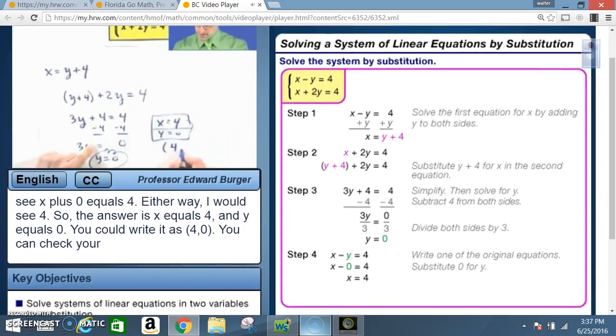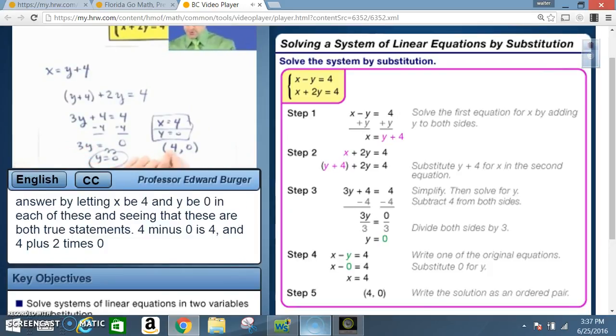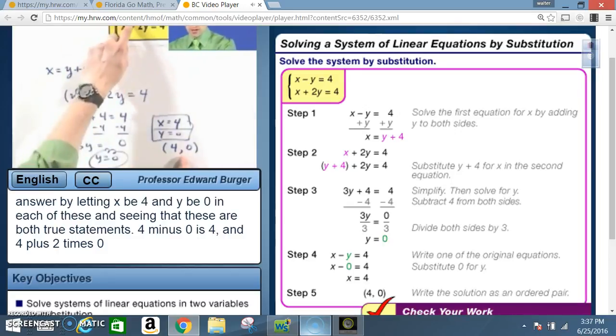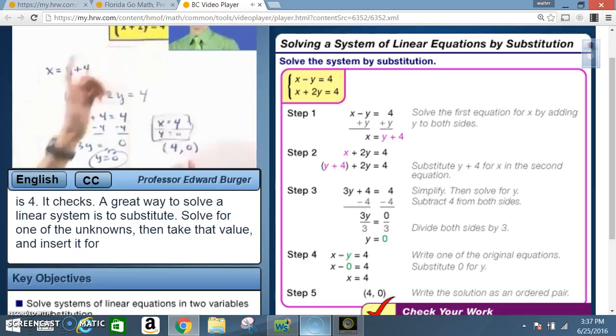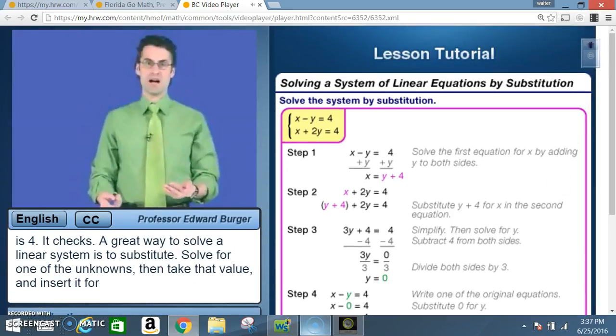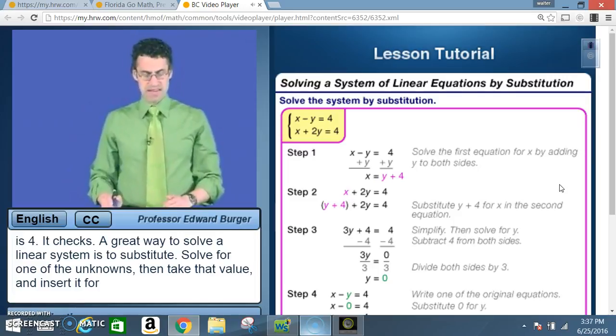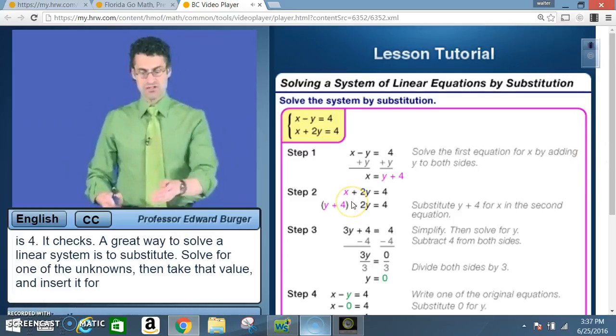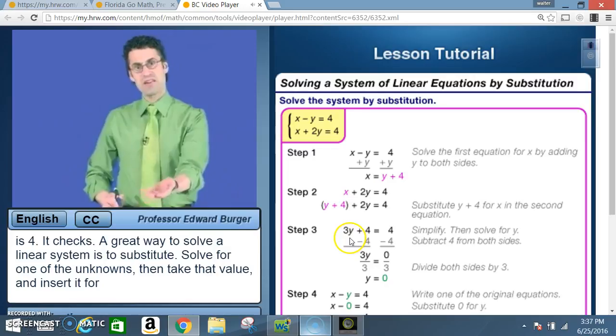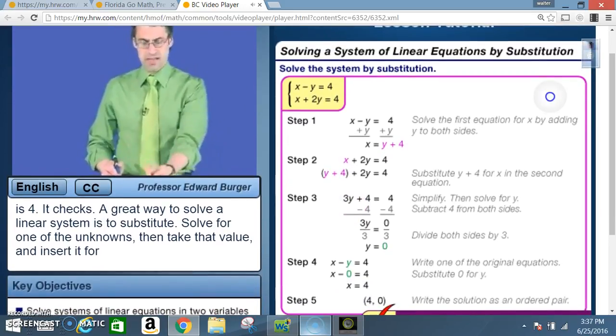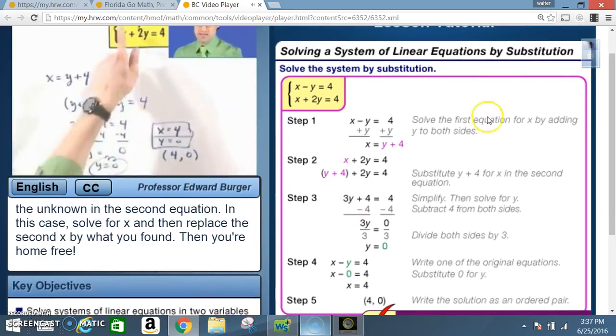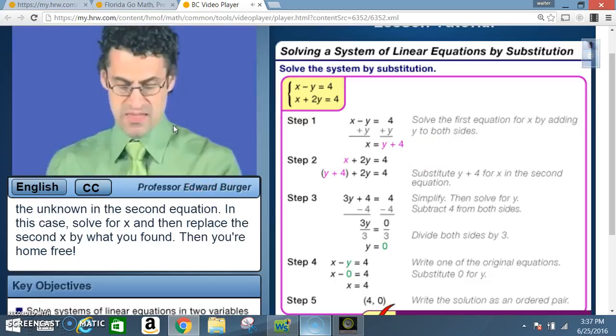Or you could write it as 4 comma 0. And again, you can check your answer by letting x be 4 and y be 0 in each of these and seeing that these are both true statements. 4 minus 0 is 4, and 4 plus 2 times 0 is 4. It checks. So a great way to solve a linear system is to actually substitute. Solve for one of the unknowns, and then take that value and insert it for the unknown in the second equation. In this case, solve for x, and then replace the second x by what you found, and then you're home free.